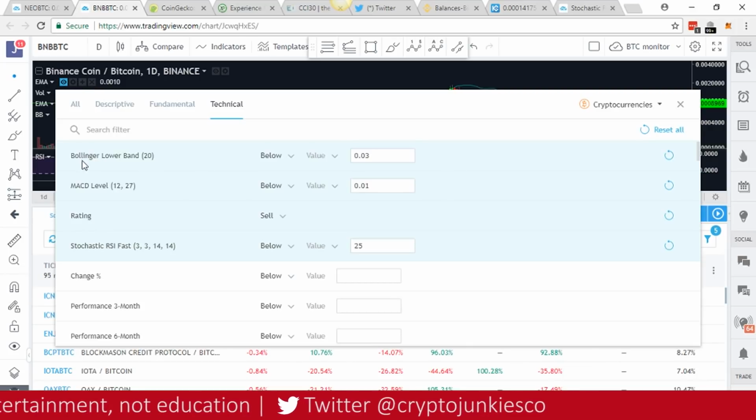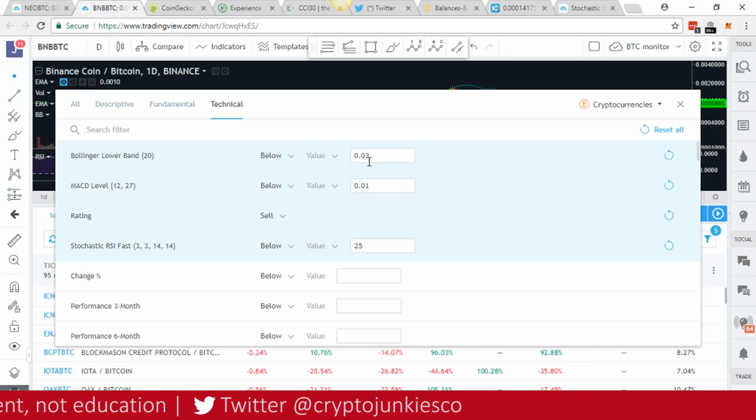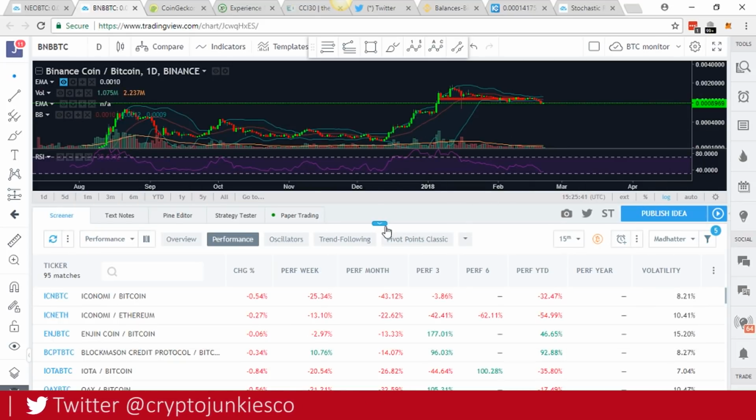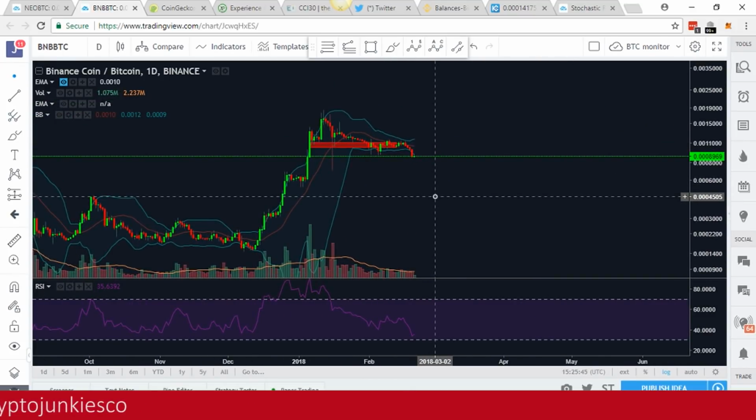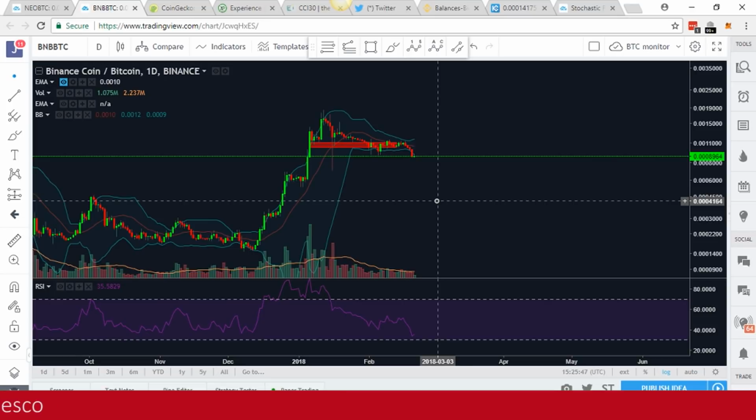Bollinger Band. So Bollinger lower band 0.03. All right, well, let's shrink this down. We got a chart here, BNB. Oh, just so happens to be BNB. Yes, Jay did that on purpose.